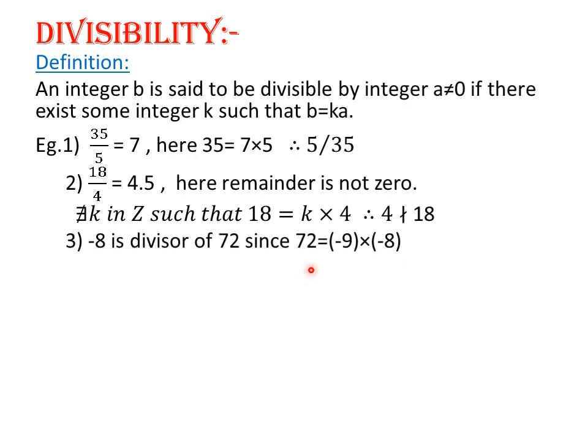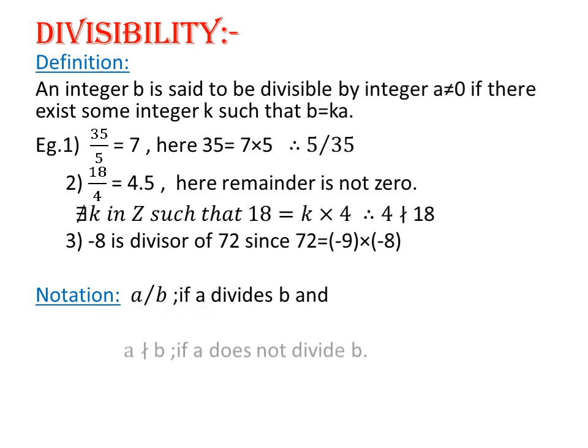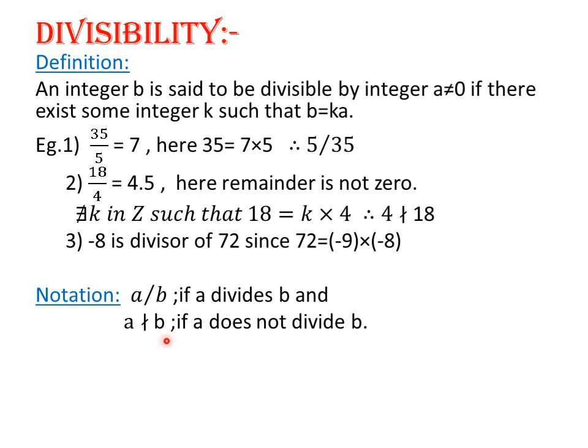Now here again, 72 can be written as minus 9 into minus 8. So we can say that 72 is a multiple of minus 8, so 72 is divisible by minus 8, or minus 8 is a divisor of 72. So whenever we say that a divides b, then we denote it by this notation. And when we say that a does not divide b, then we will denote it by this notation.